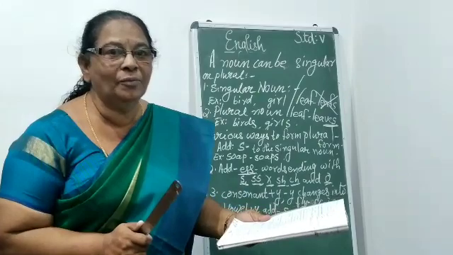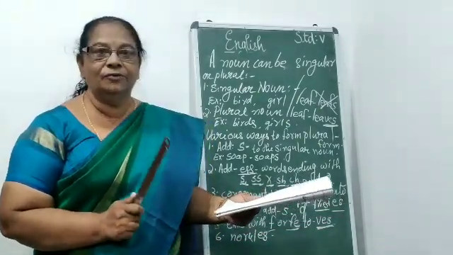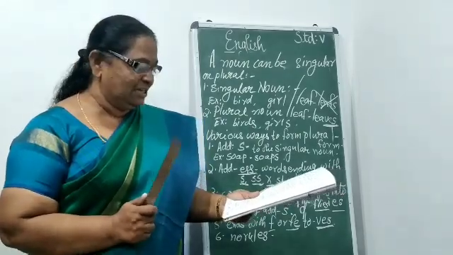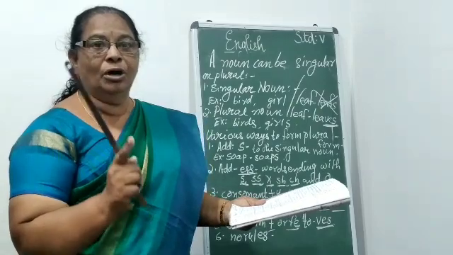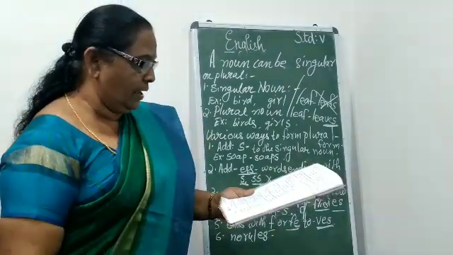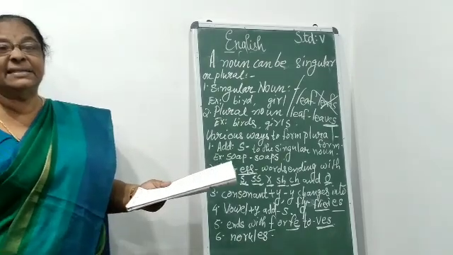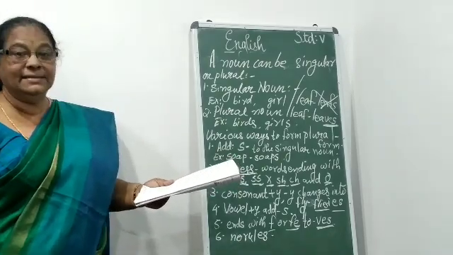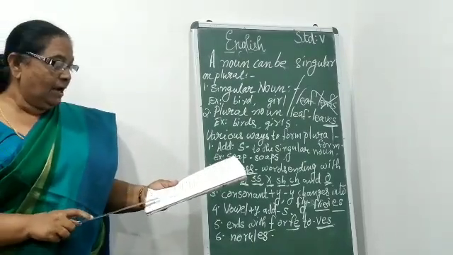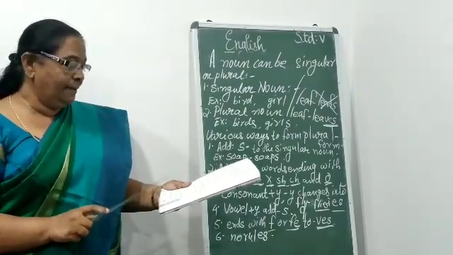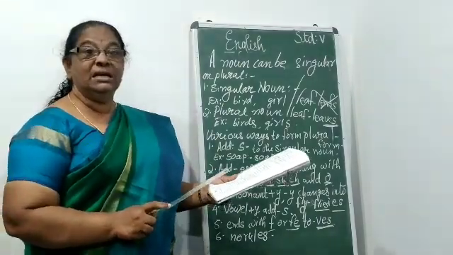Okay? Then, tooth. What is the plural form of tooth? Teeth. Tooth means only one tooth. Okay? Teeth means more than one tooth. Okay? Then, goose. That is geese. Okay? Many of you make mistakes in these words like child, children, tooth, teeth, goose, geese.